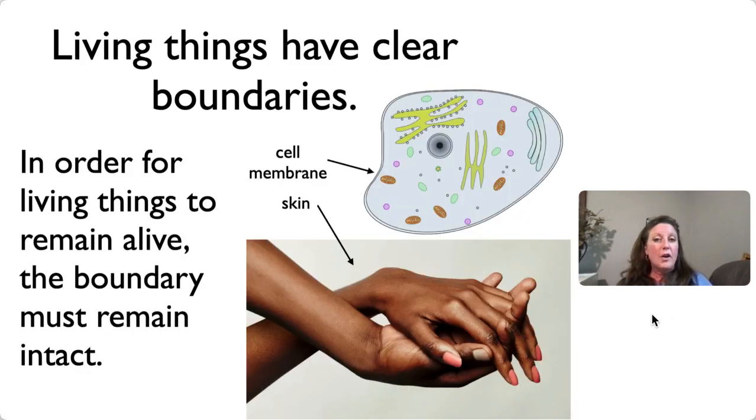So, first thing is that there is always a clear boundary between living things and non-living things, whether we're talking about a cell and its membrane clearly separating inside from outside, or our skin, which separates us from the outside world as well. If that boundary, the cell membrane or the skin, is not intact, we can handle wounds and we can fix those. But if we lose it and it's not effective anymore, then we're not alive.